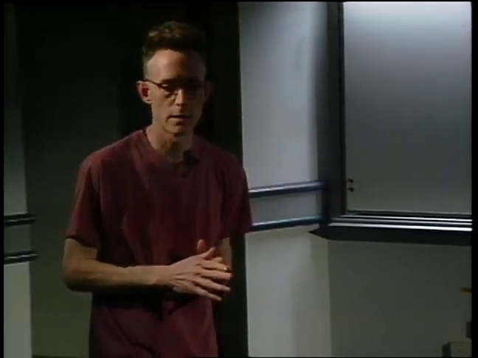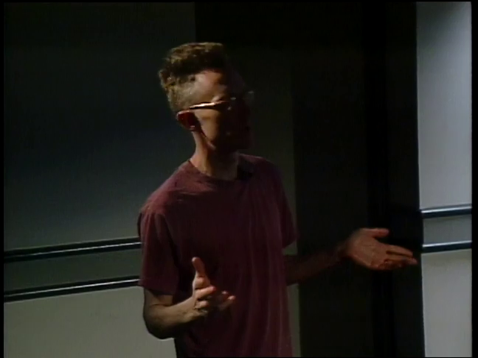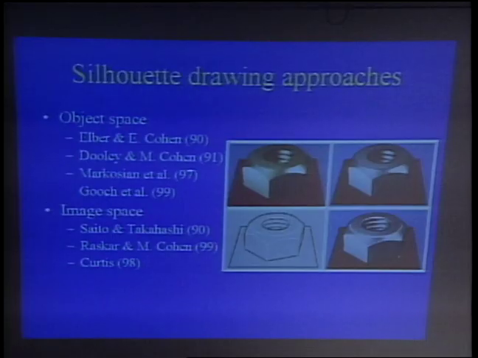So in the first part of the talk, I'm going to talk about a sub-problem within non-photorealistic rendering, which is drawing silhouettes. I guess I should say briefly what a silhouette is. If you look at the image on the lower left, the black outline on that nut is the silhouette. It's the boundary between the front-facing part of the surface and the back-facing part.